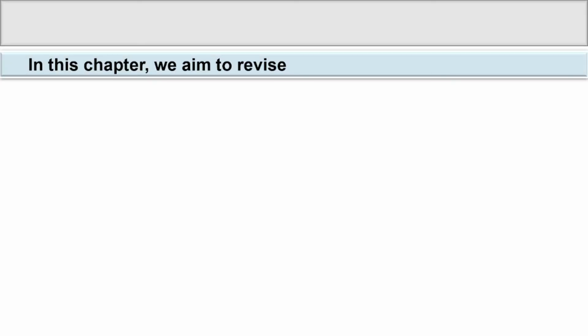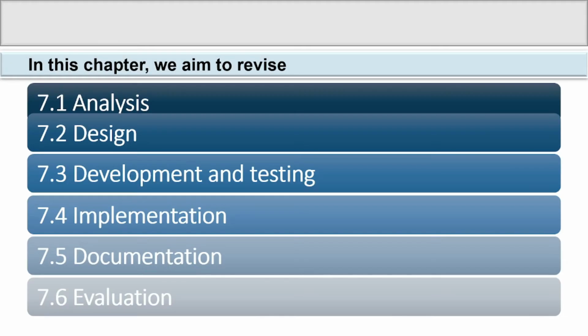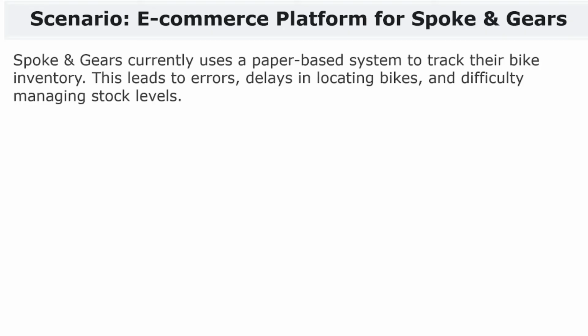Okay, let's kickstart. In this chapter, we aim to revise analysis, design, development, and testing, implementation, documentation, and evaluation. Let's take a scenario. Now, system lifecycle basically has to do with the idea of developing a new system, or improving upon an already existing system. So let's take the scenario of Spokes and Gears.